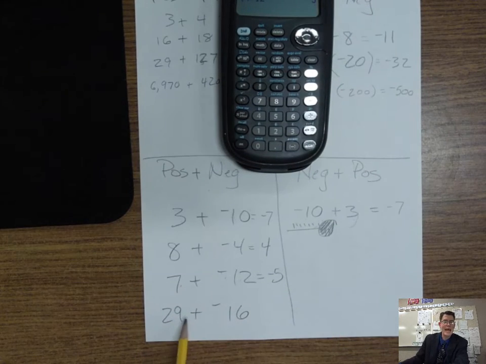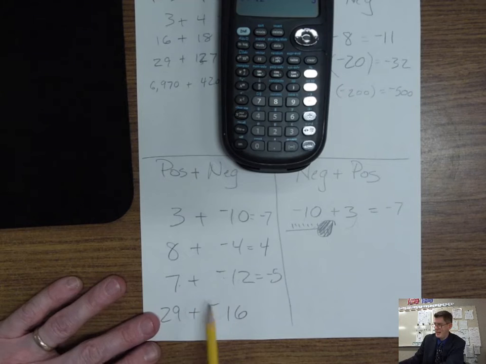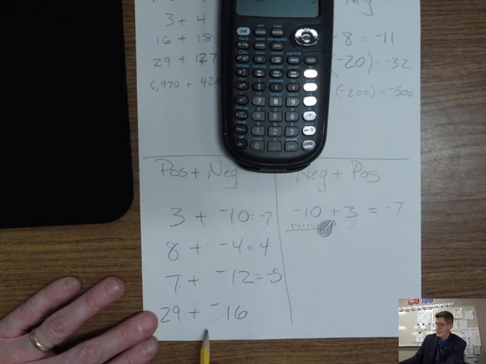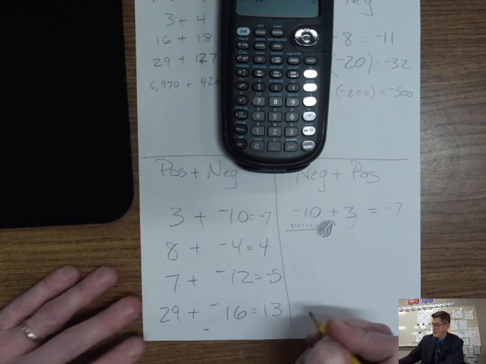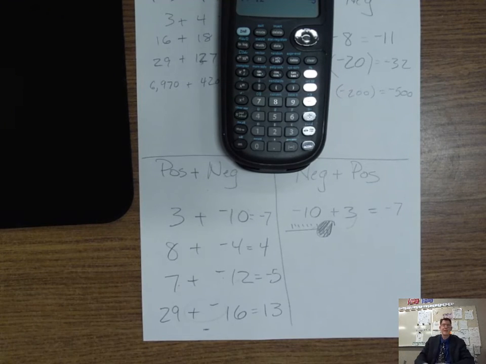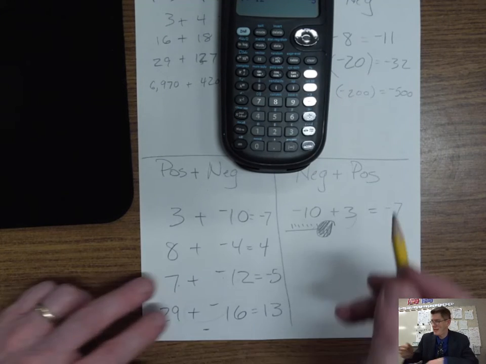So adding a negative is the same operation as subtracting. 29 minus 16 is 13. That's one way, or I guess I've given you about 2 or 3 ways to think about it.